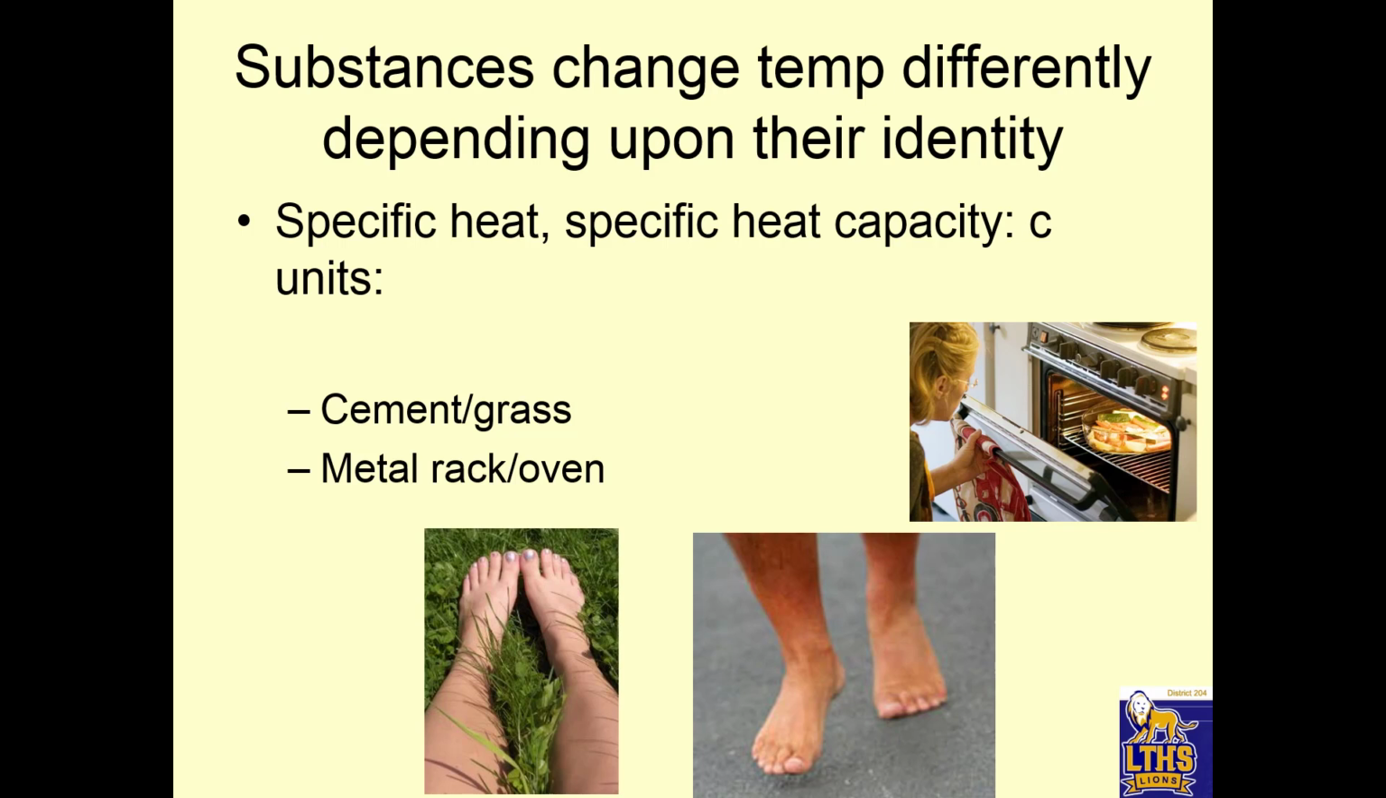Substances change temperature differently depending on their identity, and so we call that ability specific heat capacity. We use the letter C. The units for specific heat capacity are joules per gram degree Celsius or calories per gram degree Celsius. So let's talk about what it means.